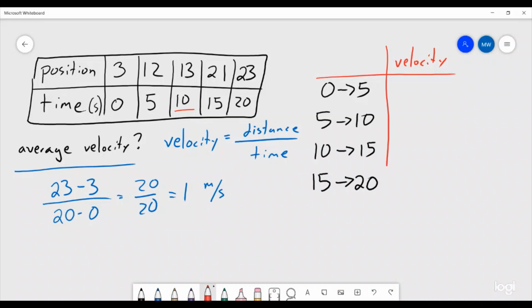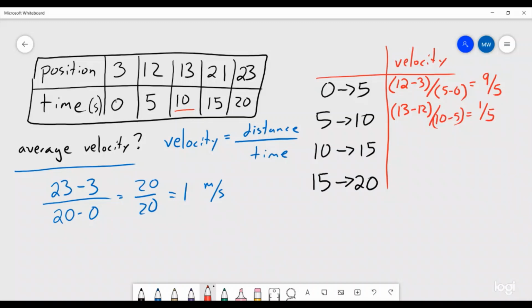We might make a table to figure out the velocity. So the velocity from 0 to 5 seconds, our change in position would be 12 minus 3 divided by our time, which is 5 minus 0. So this is going to be 9 over 5. Okay, so we're going 9/5 per second. From 5 to 10, that's pretty slow. It's just 13 minus 12 over 10 minus 5. So this is going to be 1/5.